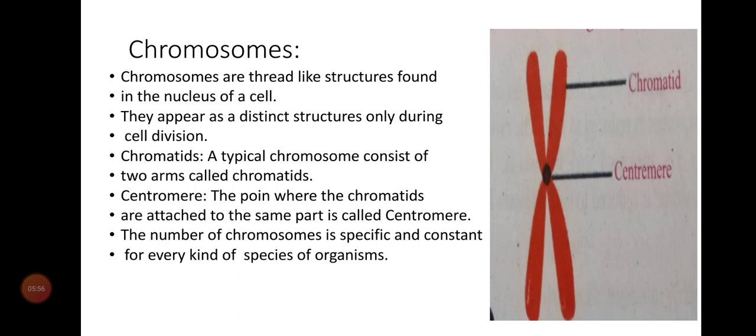Centromere. The point where chromatids are attached to the same part is called the centromere. Keep it in mind. The centrally located dot you can see on the chromosome is the centromere. The number of chromosomes is specific and constant for every kind of species of organisms.